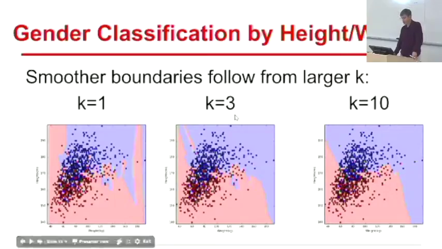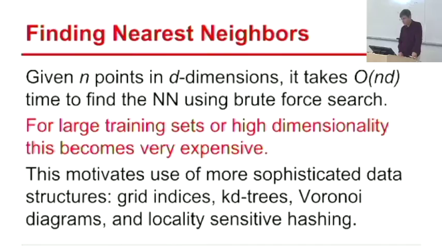If the majority of them are women, the point's declared a woman, otherwise it's declared a man. Okay? Any questions about that? Is there any data structure which performs exceptionally well? Okay, so let's now think about data structures.